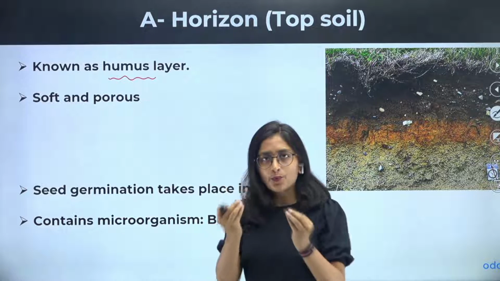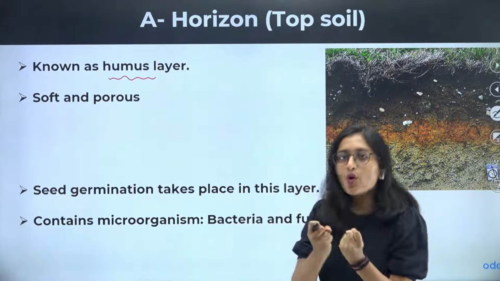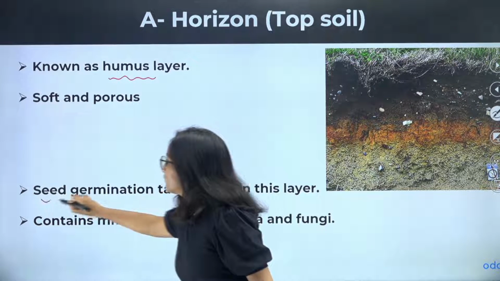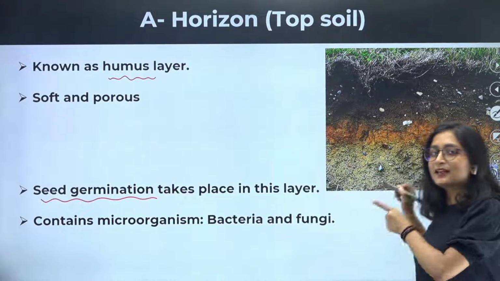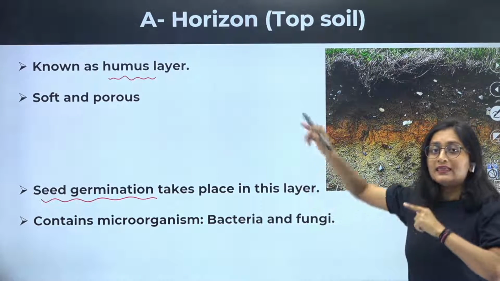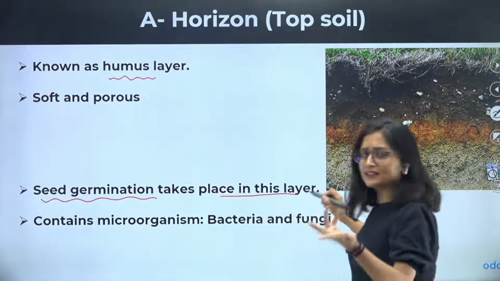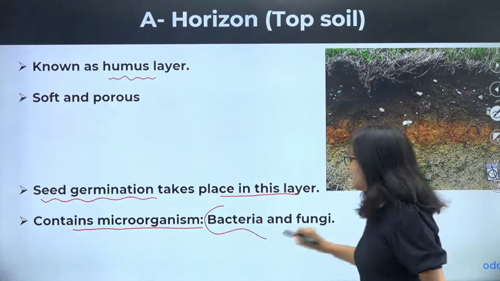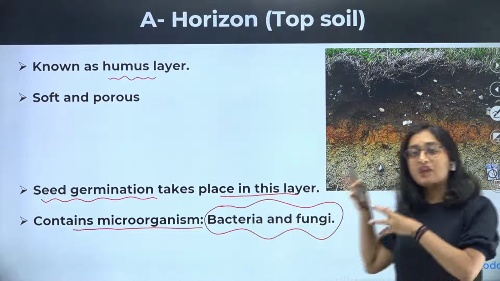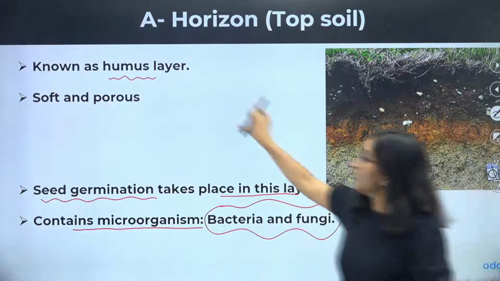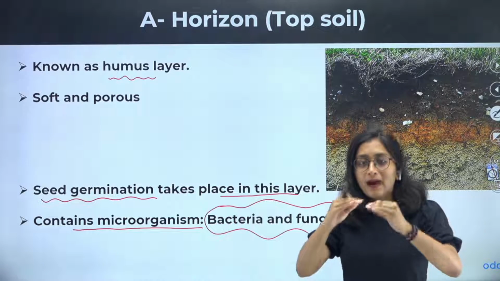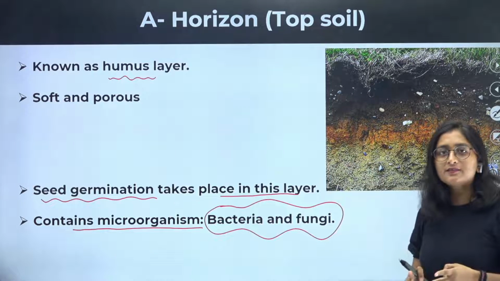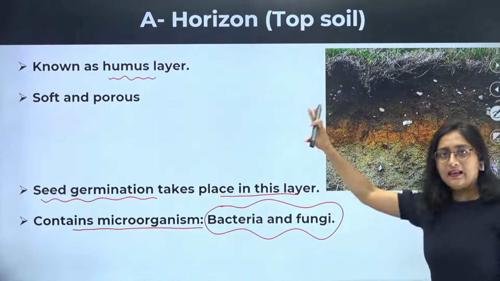It is soft and porous. Suppose you are pouring water, it will absorb very efficiently. Then it is very good for seed germination. So seed germination takes place in this horizon only, in the A layer only. It contains microorganisms such as bacteria and fungi. So these microorganisms are present here, which will make this humus much more nutritive by decaying it. So there is humus present, microorganisms present, in the A layer.